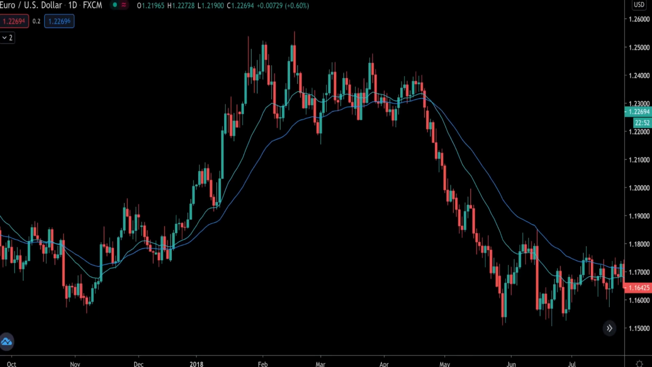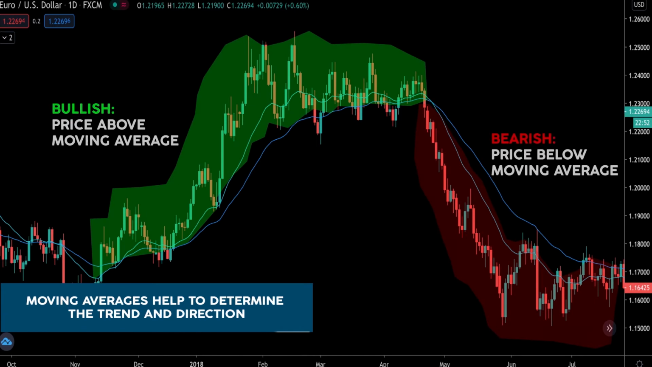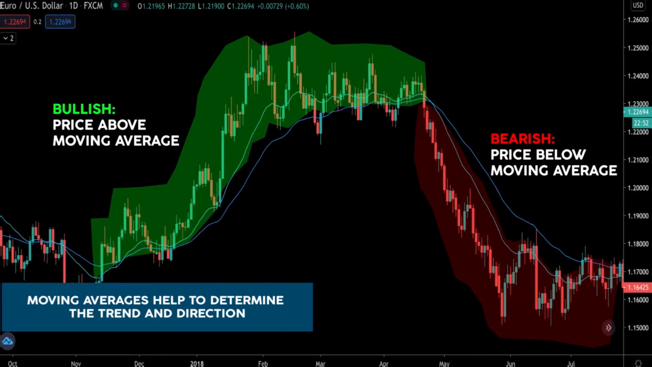Now that you understand why the typical moving average trading strategy doesn't work, I want to show you how to use moving averages effectively, so keep watching. Moving averages help to determine the trend and direction. That's probably one reason why most beginner traders love it. You place it on a chart and at a glance, you can tell what the direction is.